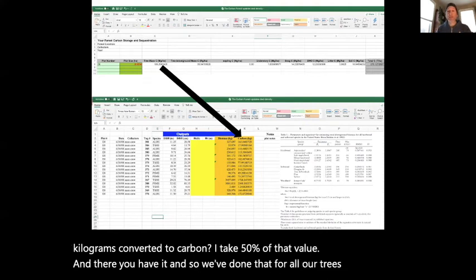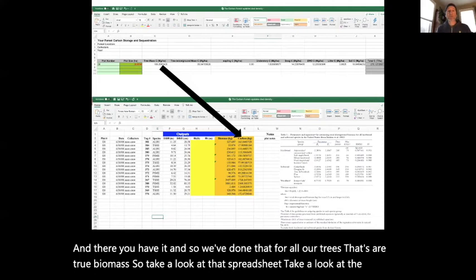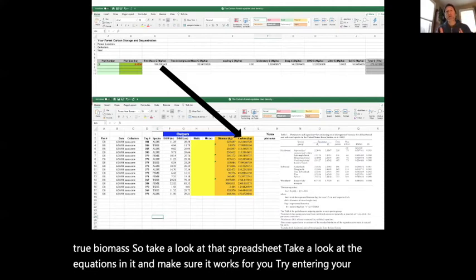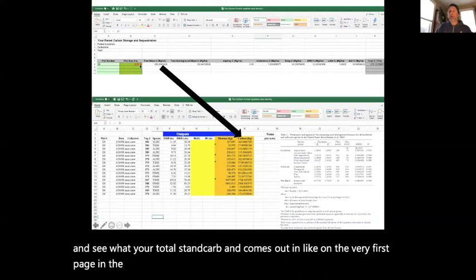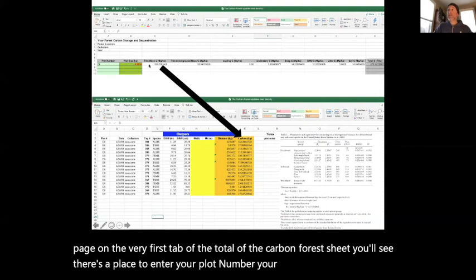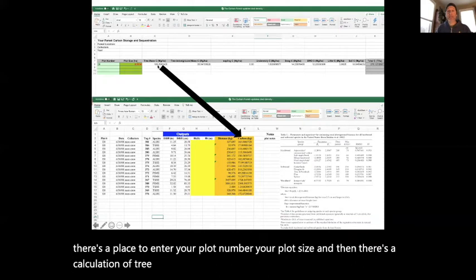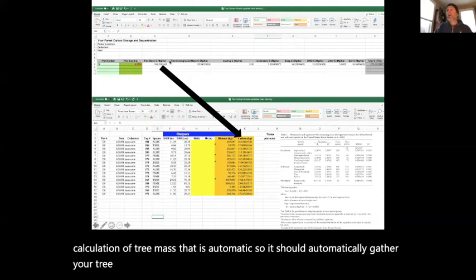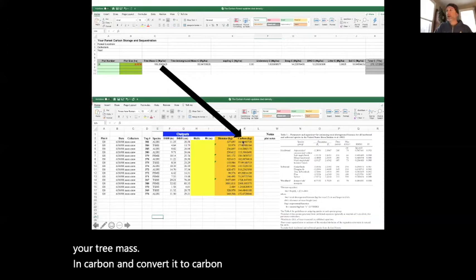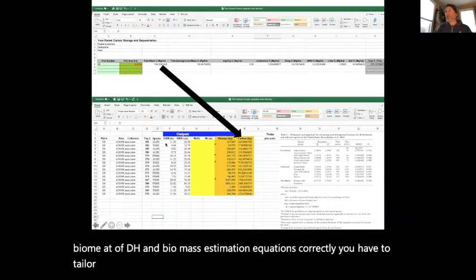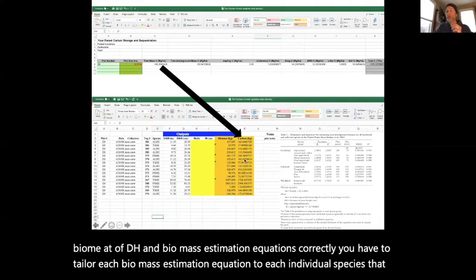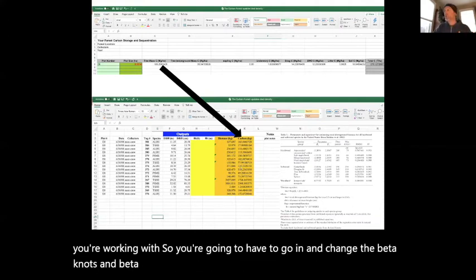That's our tree biomass. So take a look at that spreadsheet, take a look at the equations in it, and make sure it works for you. Try entering your tree data and see what your total stand carbon comes out like. On the very first tab of the total carbon forest sheet, you'll see there's a place to enter your plot number, your plot size, and then there's a calculation of tree mass that is automatic. So it should automatically gather your tree mass in carbon and convert it to carbon per hectare if you enter the values of dBH and biomass estimation equations correctly. You'll have to tailor each biomass estimation equation to each individual species that you're working with. So you're going to have to go in and change the beta naughts and beta 1s, which should help you work with a complex spreadsheet.